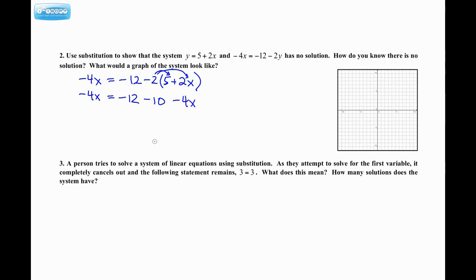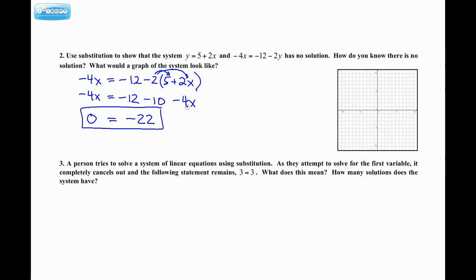So let's combine all my x's. I'm going to add this 4x to both sides. So, that's actually going to give me 0x, or just 0. And negative 12 minus 10, that's negative 22. That does not make sense.